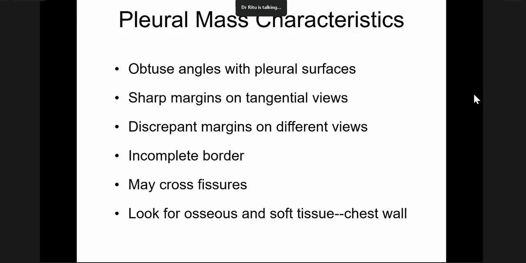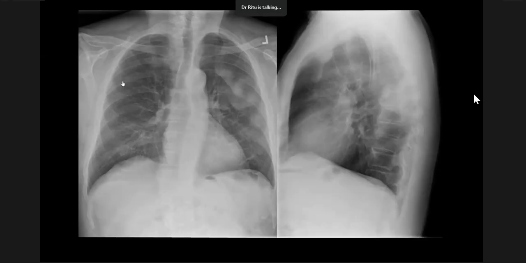So you always also look for other ancillary findings such as osseous or soft tissue thickening of the chest wall. Here's an example. You can see that one margin fades into the chest wall, and it has obtuse margins with the lung. And then on the lateral, see how it looks so different from the PA view. It takes the shape of the pleura. So it's either going to get elongated like this, or it'll get elongated like this, because it's arising from the pleura.